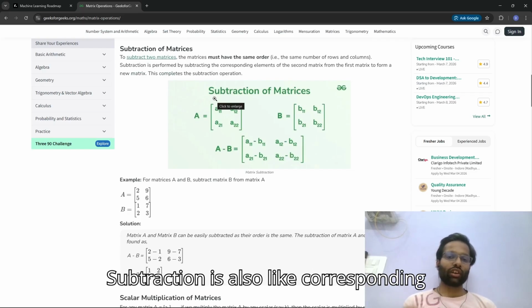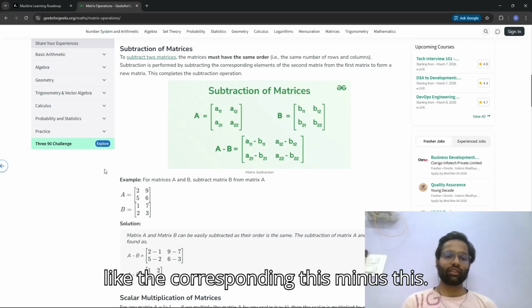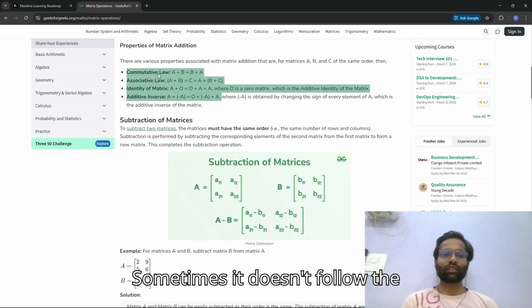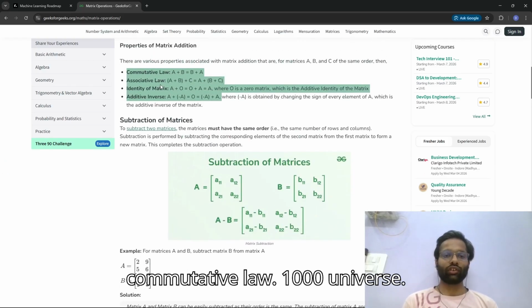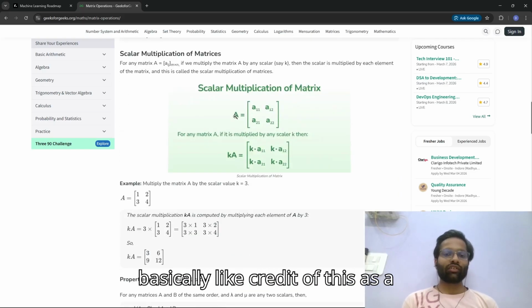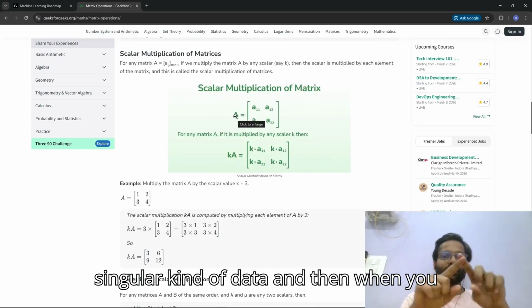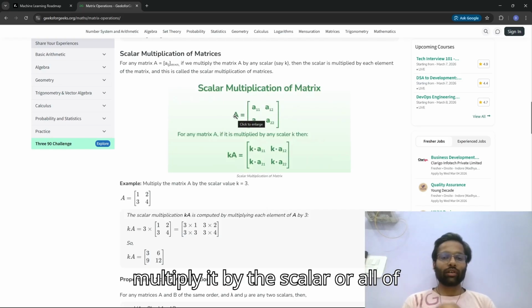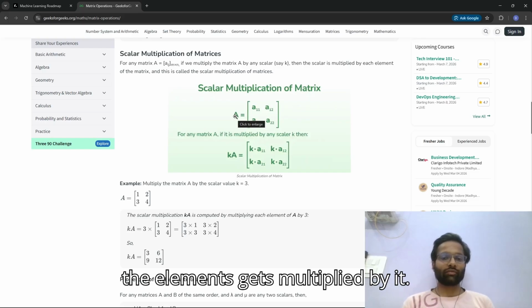Subtraction works similarly, subtracting corresponding elements. Subtraction doesn't follow the commutative law or the associative law, but the identity law holds, and the inverse also follows. Scalar multiplication treats the matrix as a single kind of data, and when you multiply it by a scalar, all of the elements get multiplied by it.